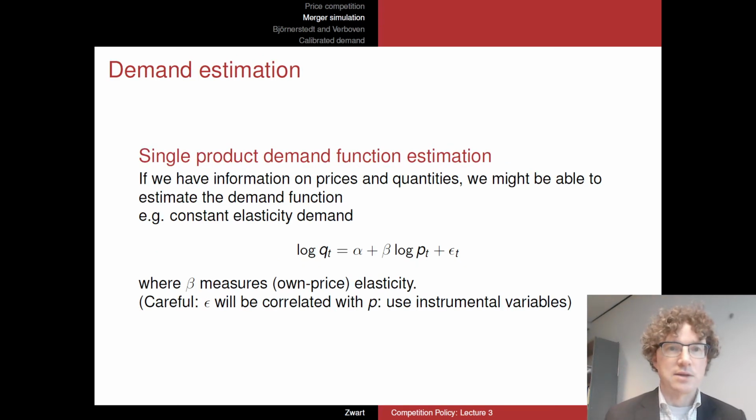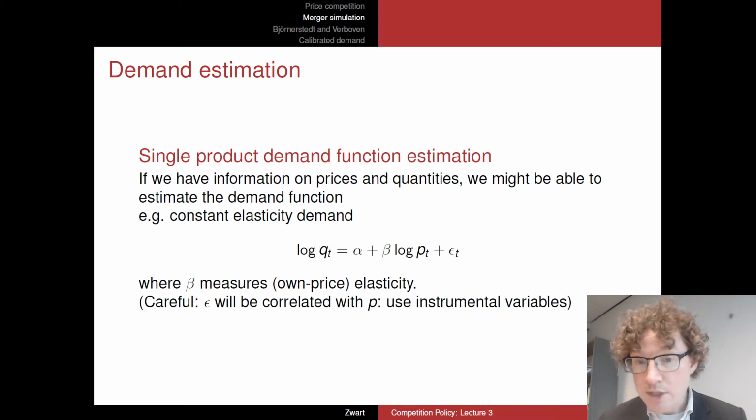So let's do that. What would we have to do? Well, start with estimating demand, right? We cannot just take demand for granted, so we have to look at real world data. We might have information on prices and quantities, so we need to estimate the demand function from that. A typical way of estimating demand is to estimate constant elasticity demand, basically meaning regressing the log of the quantities over time on the log of prices.